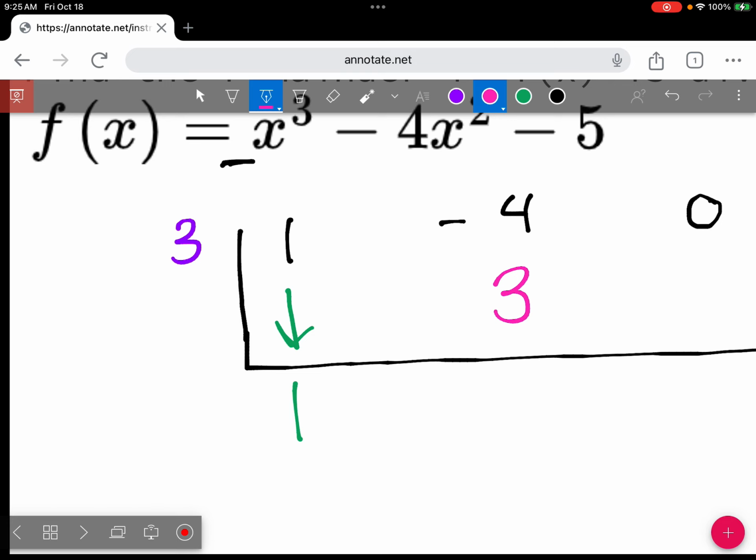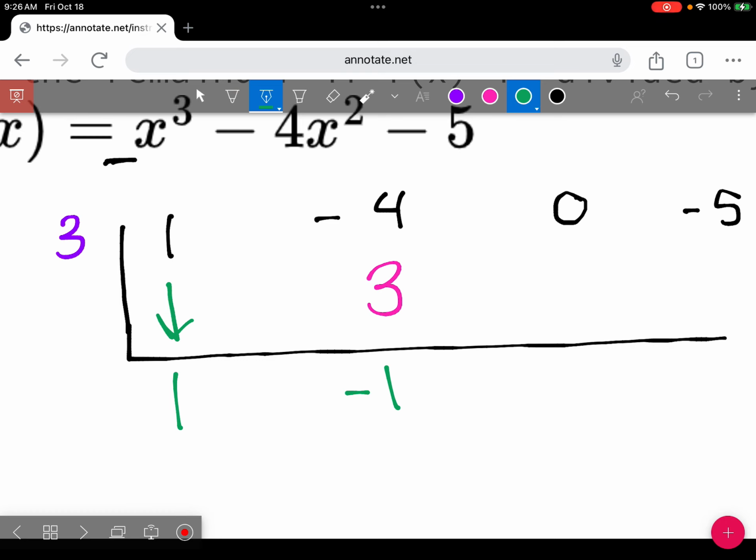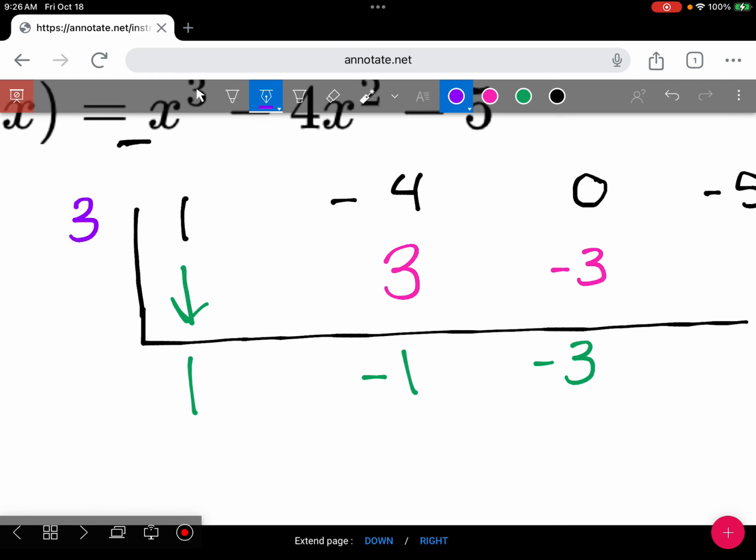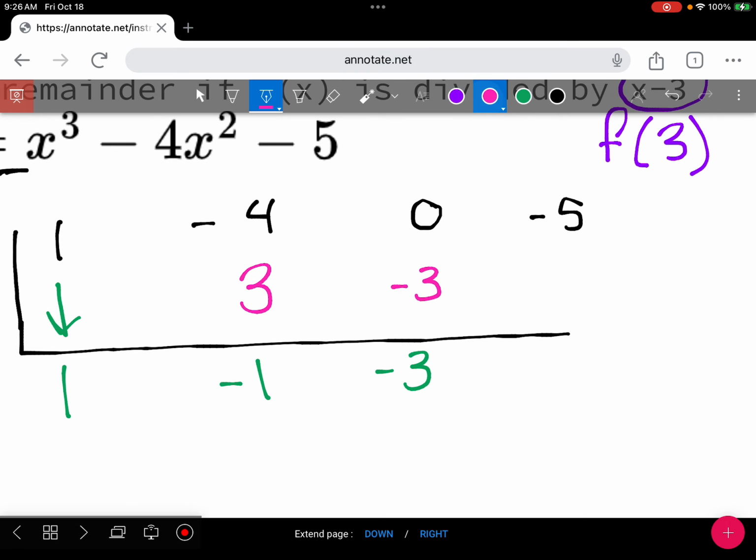And then the benefit in synthetic division, instead of having sign issues that we worry about, we add. So we're not subtracting things, we add things. So -4 plus 3 is -1. Bottom times the left and put it under. -1 times 3 is -3. And then we add. 0 plus -3 is -3. Bottom times the left and put it under. -3 times 3 is -9. And then we add. -14.